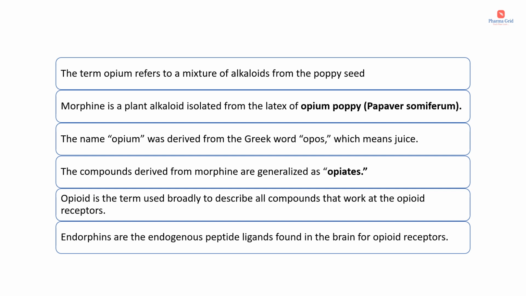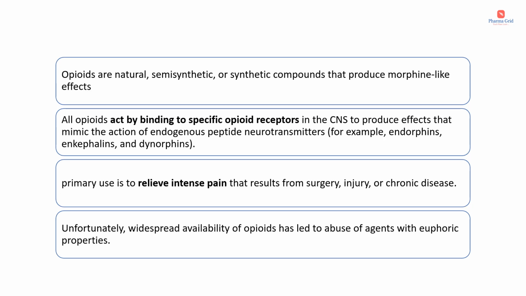The compounds derived from morphine are generalized as opioids. Opioid is a term used broadly to describe all compounds that work at the opioid receptors. And endorphins are the endogenous peptide ligands found in the brain for opioid receptors. Opioids are natural, semi-synthetic or synthetic compounds that produce morphine-like effects. All opioids act by binding to specific opioid receptors in the central nervous system to produce effects that mimic the action of endogenous peptide neurotransmitters. Examples of these include endorphins, enkephalins, and dynorphins.